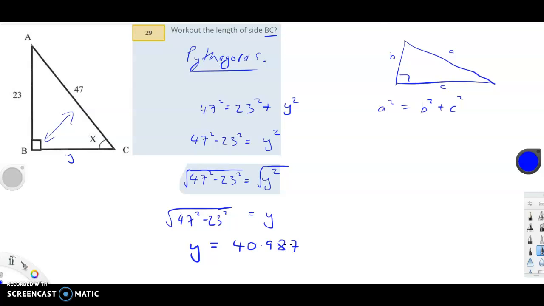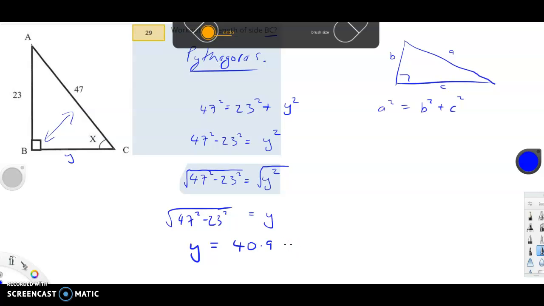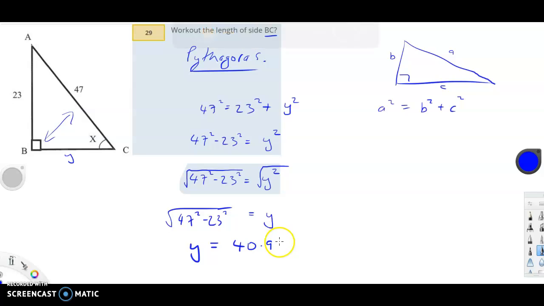The 7 is high, so that causes the 8 to go to a 9. 40.99, and with no meters or centimeters or anything, so we can just say 40.99 units. So it's basically 41 units. And that's your answer there.